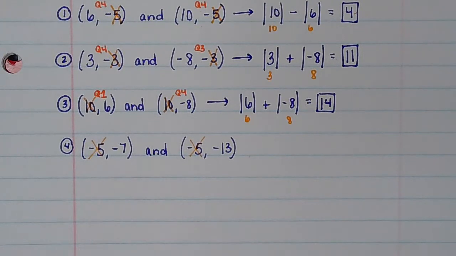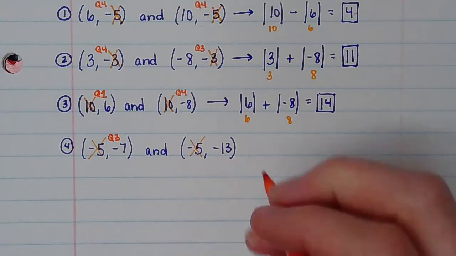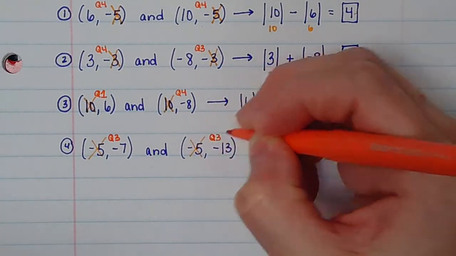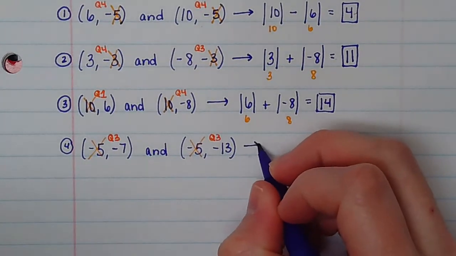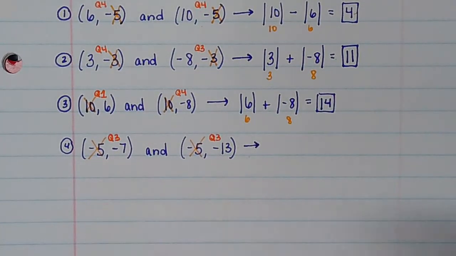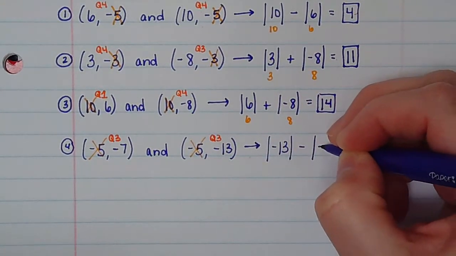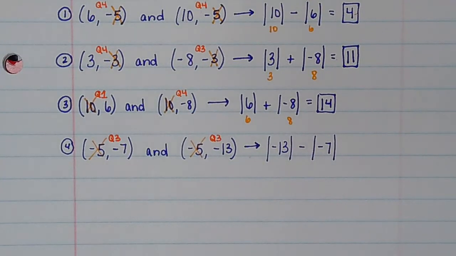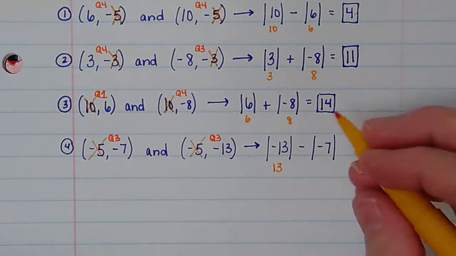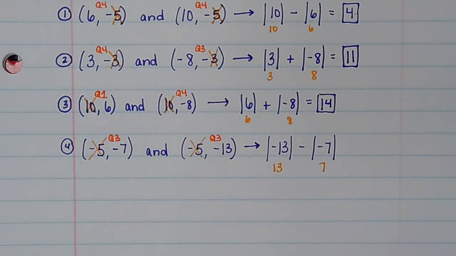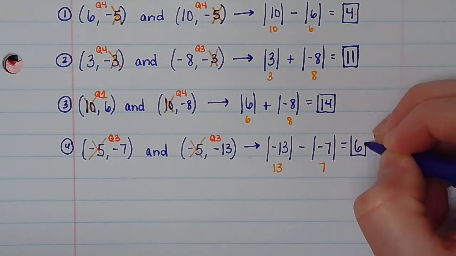This one is negative, negative, so that tells me it has to be quadrant 3. This one's negative, negative, so that's also quadrant 3. So they are in the same quadrant. If they're in the same quadrant, you subtract them. So let's look at which one's bigger. I've got a 13, I've got a 7, so let's do 13 first. And this one's -7. All right, so the absolute value of -13 is 13. Absolute value of -7 is 7. So 13 minus 7 is going to leave me with 6.